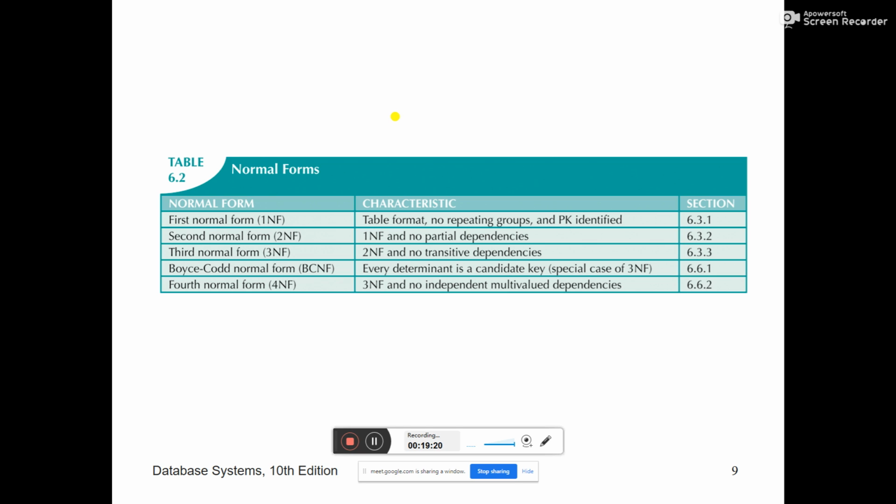Okay, we know that we have different normal forms, starting from first normal form, then second, then third, then BCNF and fourth normal form. We will discuss up to third normal form. The rest we will not discuss in this course.